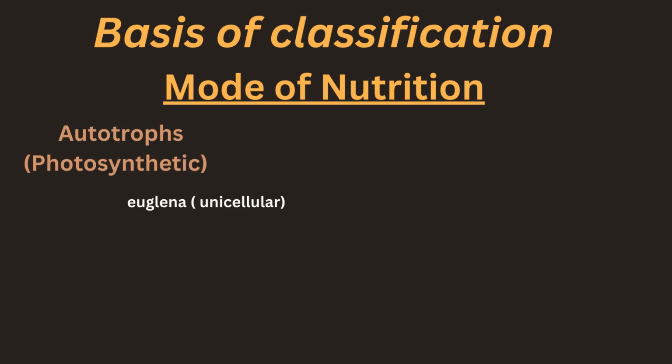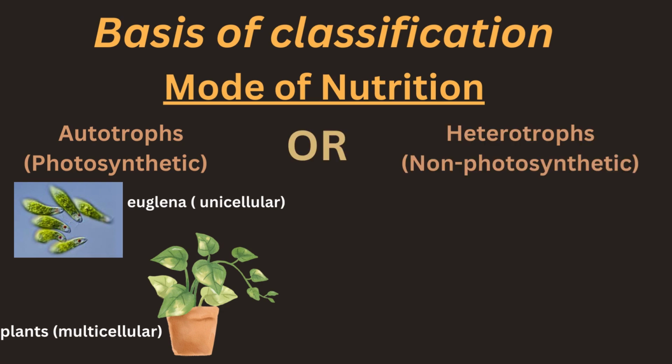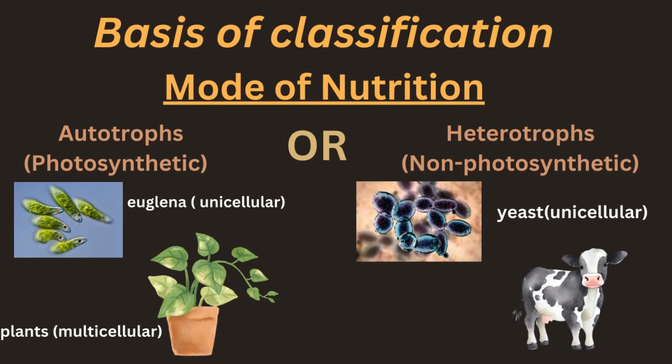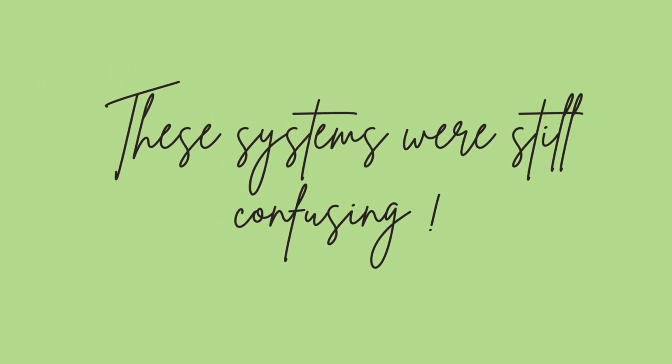Organisms can also be classified on the basis of their mode of nutrition as autotrophs, which are organisms that can make their own food by the process of photosynthesis, or heterotrophs, which cannot make their own food and are directly or indirectly dependent on plants for nutrition. These systems were still confusing.